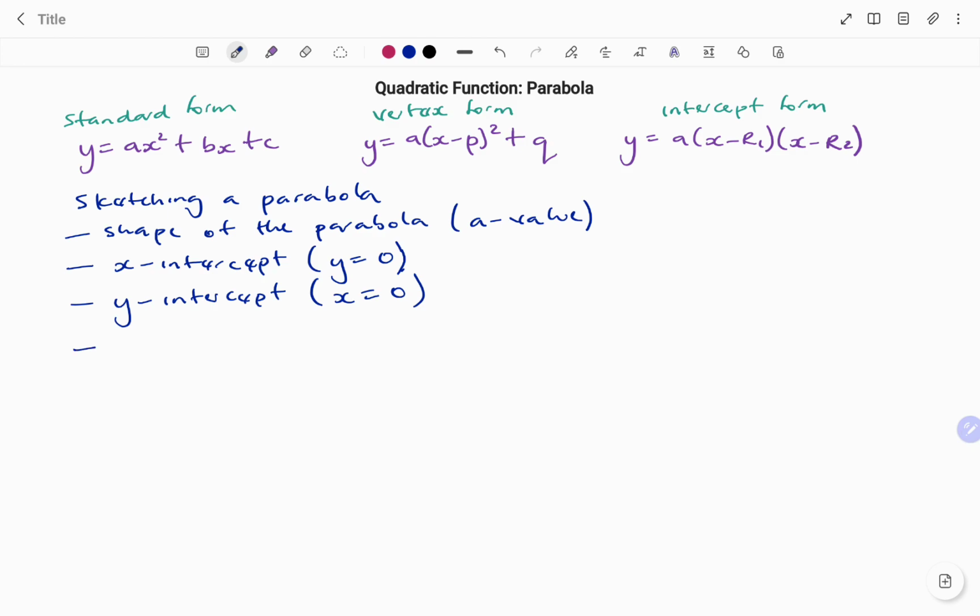The next 2 points are related. The first one being your turning point, which is also the same as the coordinates of your p and q. The last one, but not the least, is your axis of symmetry.